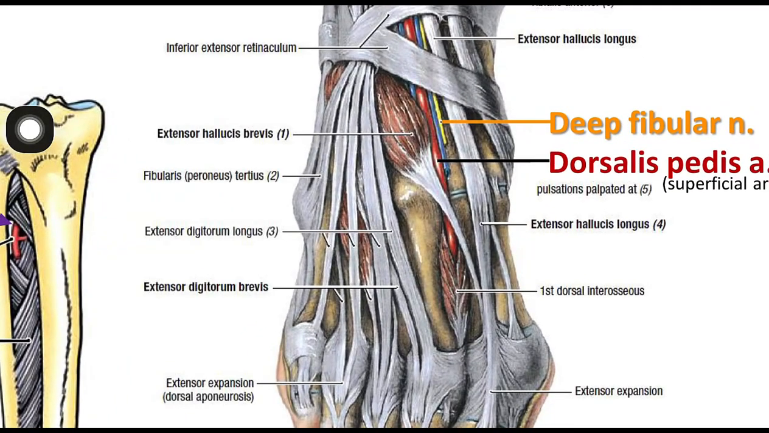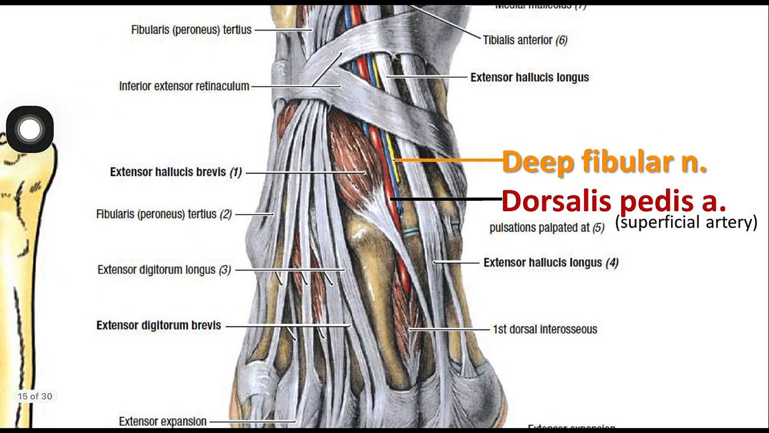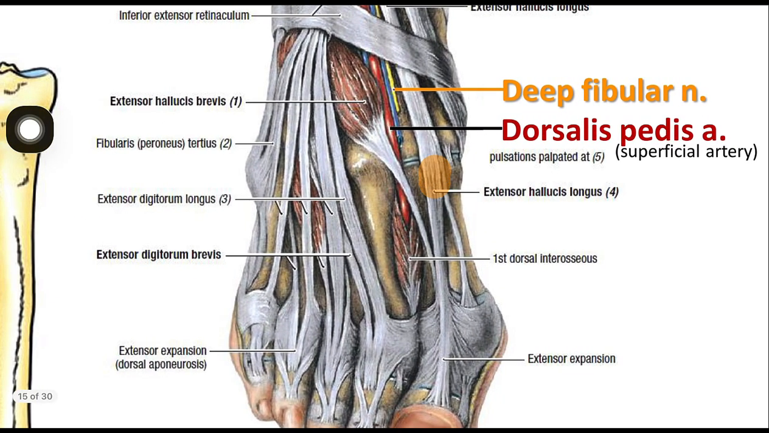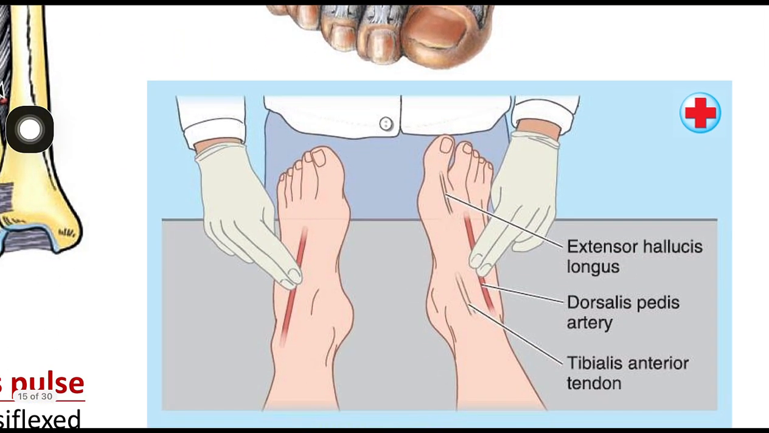How can you locate it? So this dorsalis pedis is a very superficial artery. It's actually running quite lateral to the extensor hallucis longus. So how can you find the extensor hallucis longus?